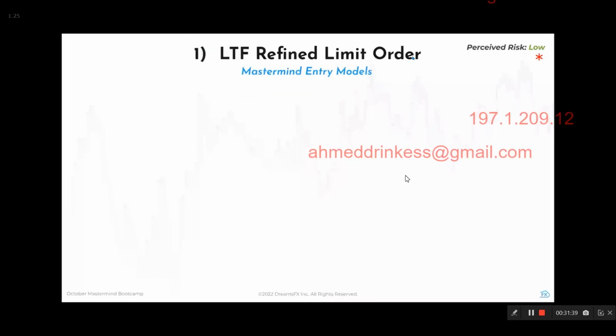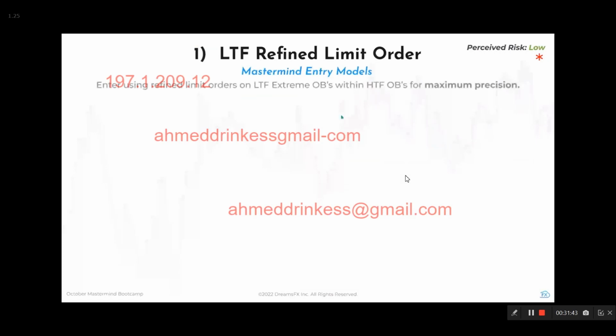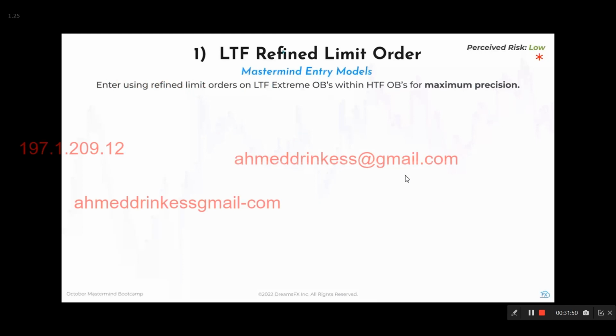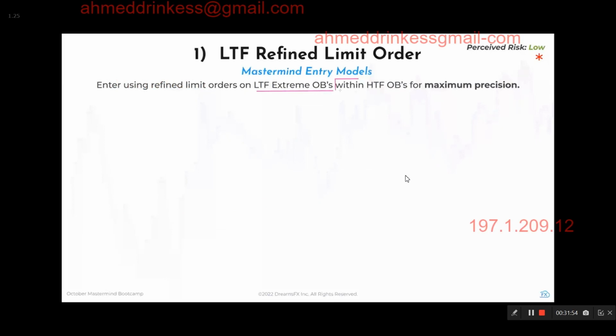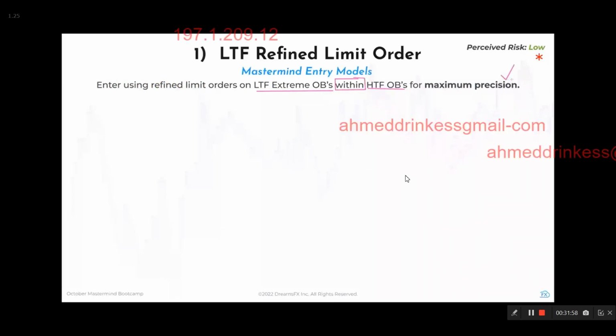Your perceived risk, low. That means it's a very high quality trade. It's not a lot of risk involved. It's always the same approach. So you are going to be using a refined limit order on lower time frame extreme order blocks. Key point here, lower time frame extreme order blocks within higher time frame order blocks for the maximum precision. These lead to some of the highest quality, highest RR trades.